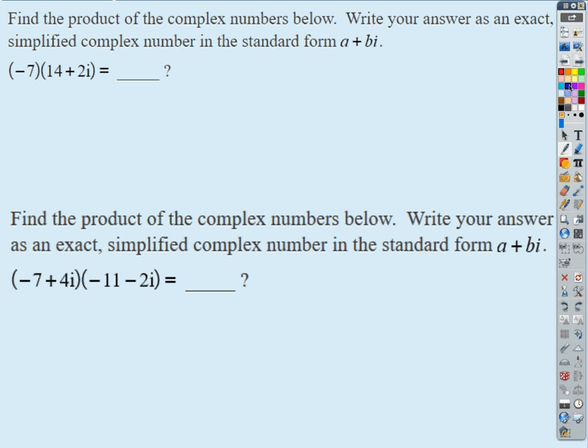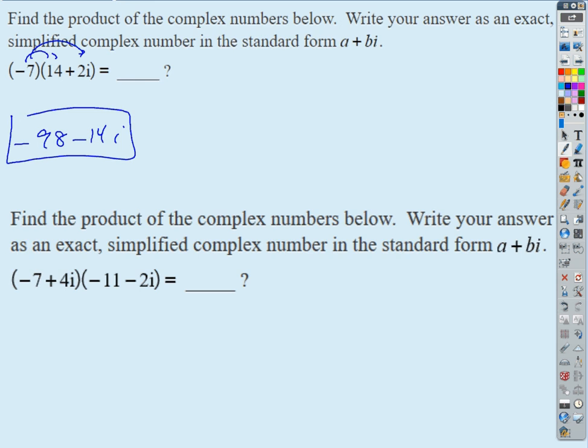Well, this top one is pretty simple, right? What does your intuition tell you would do there? Just distribute the -7, exactly. That's all I do. I just distribute the -7. And I get what? -98 minus 14i. Done. Piece of cake, right?